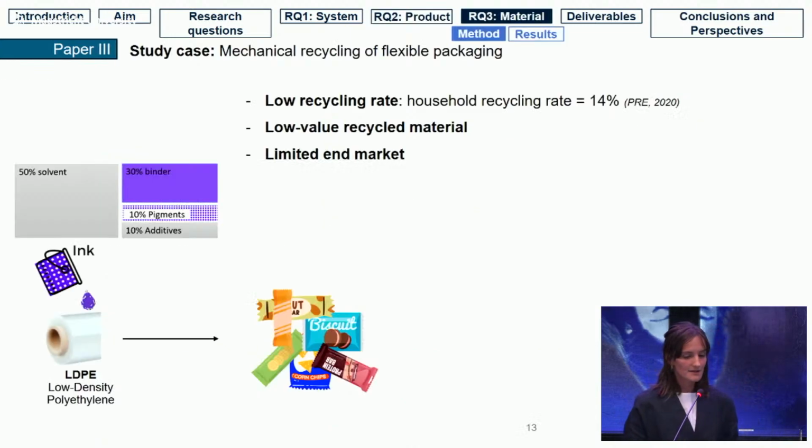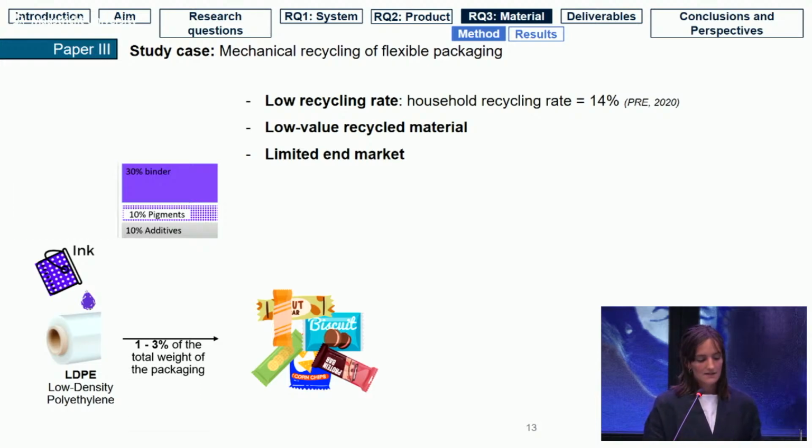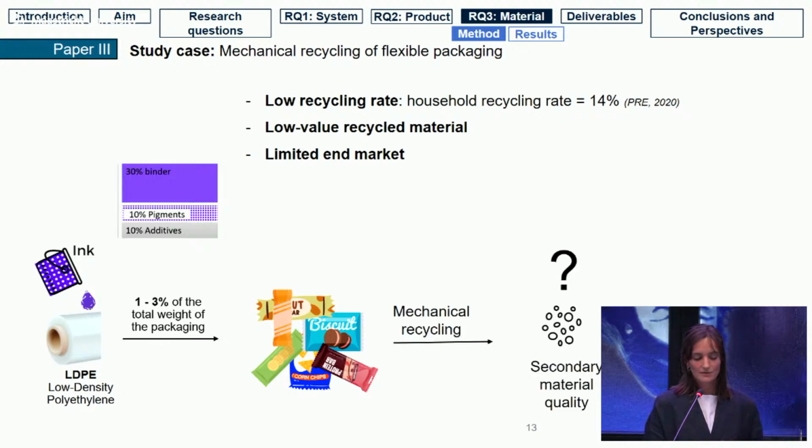That leads me to my last analysis, about mechanical recycling of flexible packaging. We chose this because it has a low recycling rate and a low value, meaning that not everyone is interested in buying it to make a new product. Solvent-based inks are inks based on a solvent and a binder that traps the pigment and the additives on the surface of the packaging. When these inks dry, the solvent evaporates and it introduces a contamination between 1 and 3% of the total weight of the packaging. So we ask the question: what is the quality of the secondary material, and does it impact the use in the plastic product?